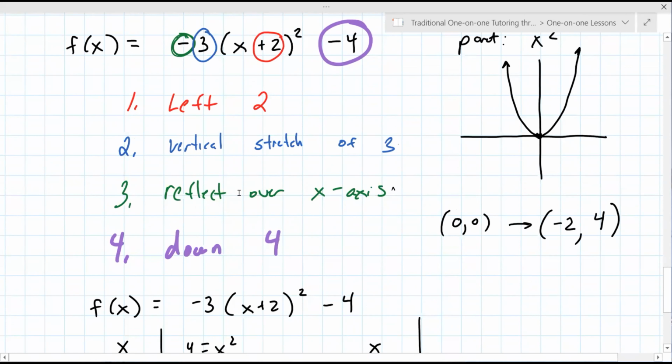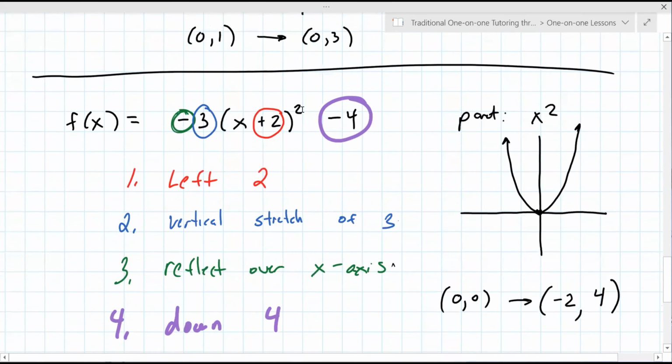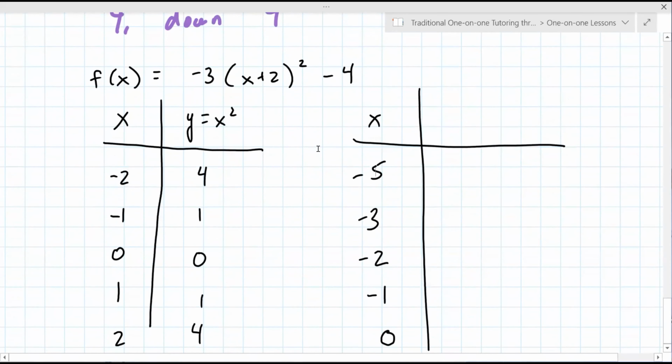Then you reflect it over the x-axis, so you negate it. I don't like doing it this way, by the way. I don't think it's very helpful, but we can do it this way. And then you go down by 4, so you subtract 4. Down by 4, subtract 4. So would it be 8? It would not be 8. It stays as 12. It's -16.